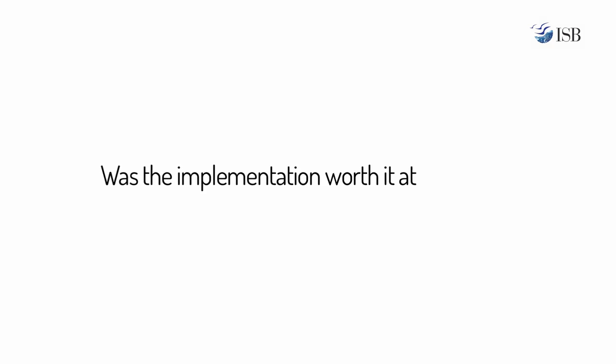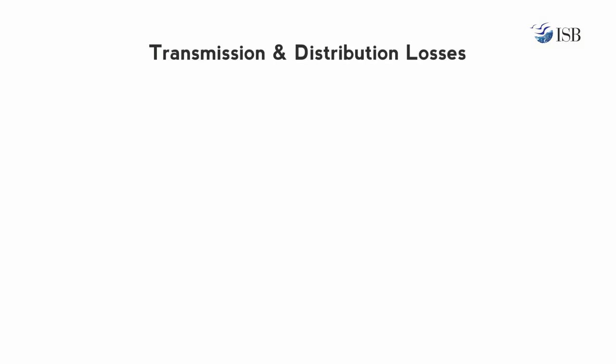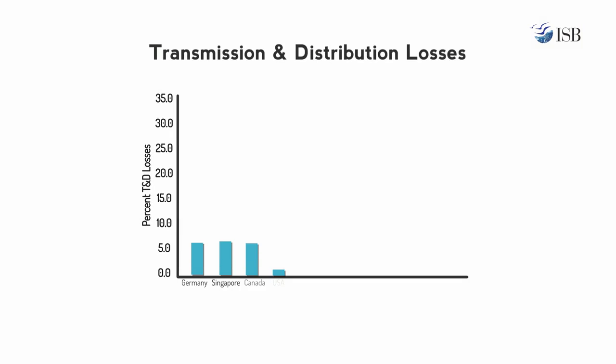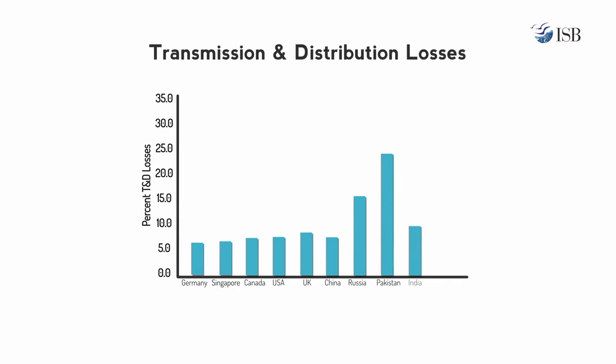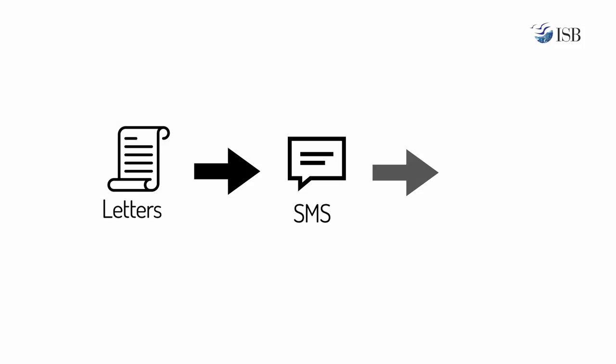And now, we'll ask the question, was the implementation worth it at Reliance? The next couple of slides will tell you. The case talks about diverse impacts ranging from reduction in transmission and distribution losses to reduction in response time to network outages to significant improvement in customer service. For example, prior to the implementation, the mode of communication to customers was via letters. This changed to SMS and email.